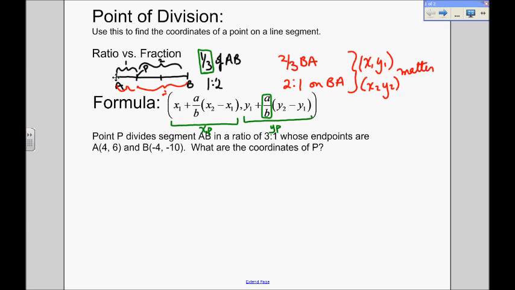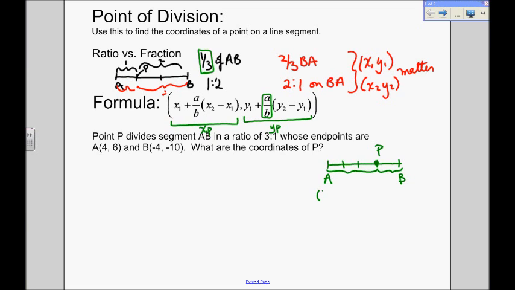It says point P divides segment AB in a ratio of 3 to 1. So basically, we have a line from A to B, and it's broken up into 4 pieces. 3 plus 1 gives us 4, so there's 1, 2, 3, 4. Try and pretend that these are equal. Our point P is 3 to 1, so this is where point P lies. It's basically 3/4 of the way there.